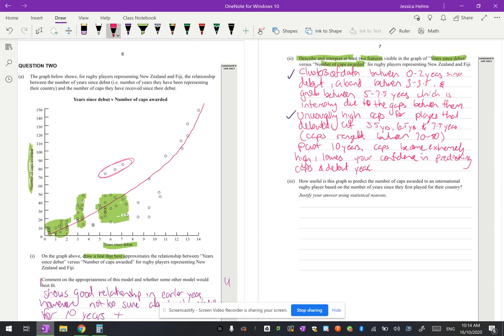And then you might also want to talk about the strength. The strength is strong at the beginning, at lower years, but becomes pretty weak. So a weak relationship there. Okay, so that's about 4 there.